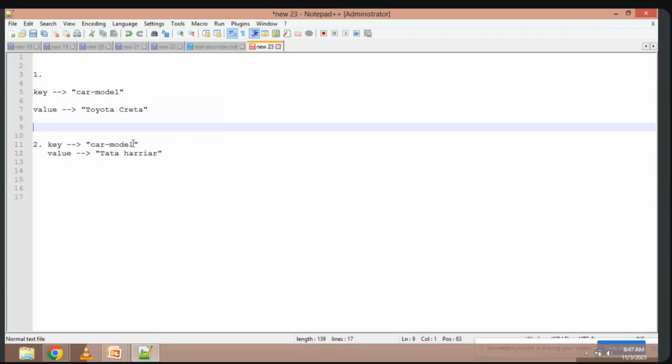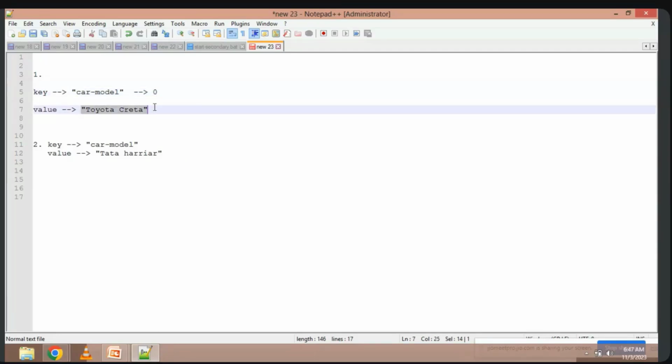But which one will it go to? Sorry, which partition will it go to? Partition 1, partition 2, partition 3, that will be calculated on the hash value of this key. Suppose the calculation happened and the hash value is coming as 0. Then this message will go to partition number 1. Generally partition numbering happens from 0. If there are 3 partitions, then the first partition will be partition 0, the second partition 1, and the third partition will be partition 2.